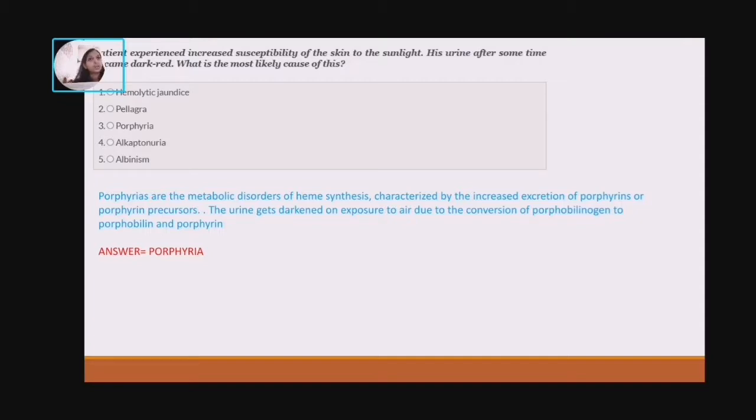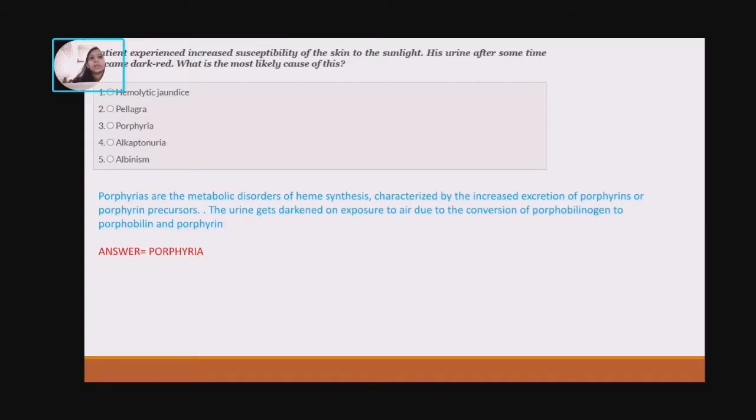These are metabolic disorders affecting heme synthesis. This kind of disorder will always cause increased excretion of porphyrins or porphyrin precursors from our body. One of the symptoms we can see in porphyrias is that the urine becomes dark red or gets darkened on exposure to air. It is due to the conversion of certain components. Keeping it very simple, porphyrias are metabolic disorders which cause hypersensitivity to sunlight, and the urine gets darkened.